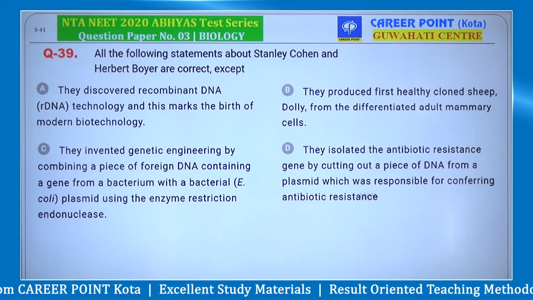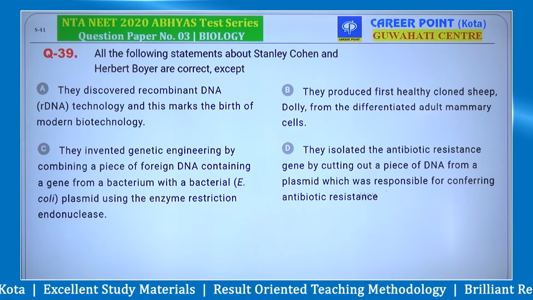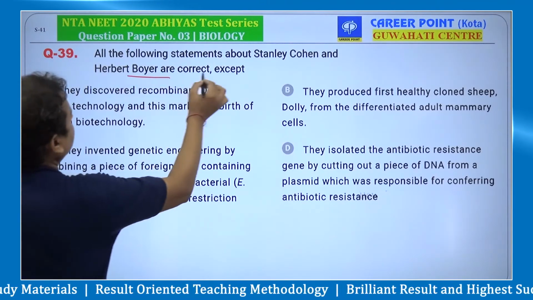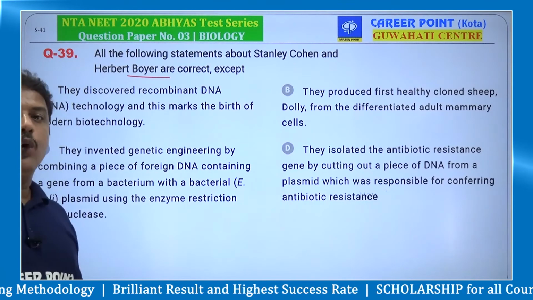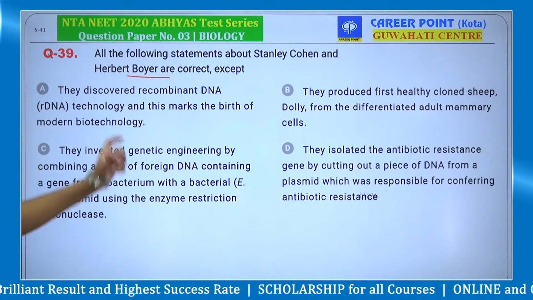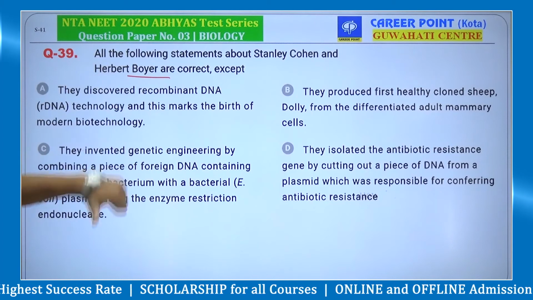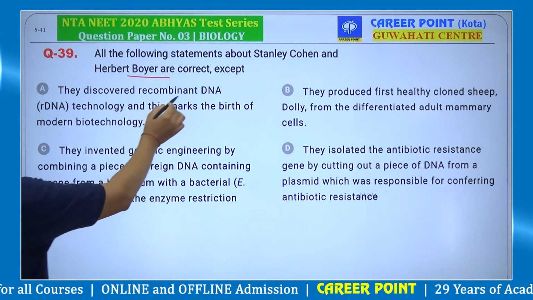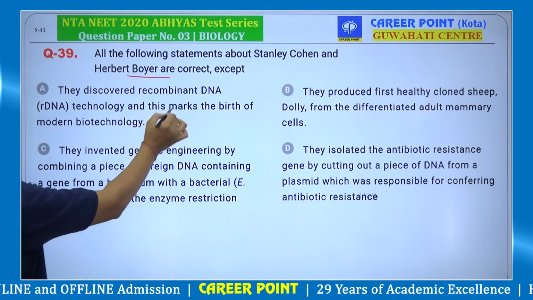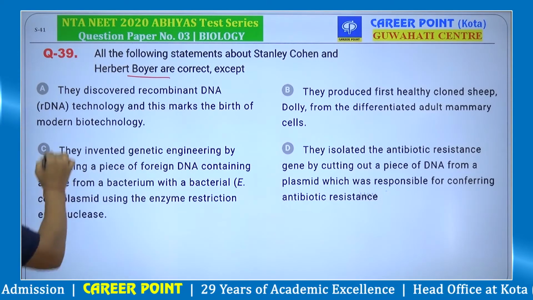All the following statements about Stanley Cohen and Herbert Boyer are correct except, you have to find out the except one, that is what is not proposed by Stanley Cohen and Herbert Boyer. So this is from the biotechnology. They discovered the recombinant DNA technology, and this marks the birth of modern biotechnology.